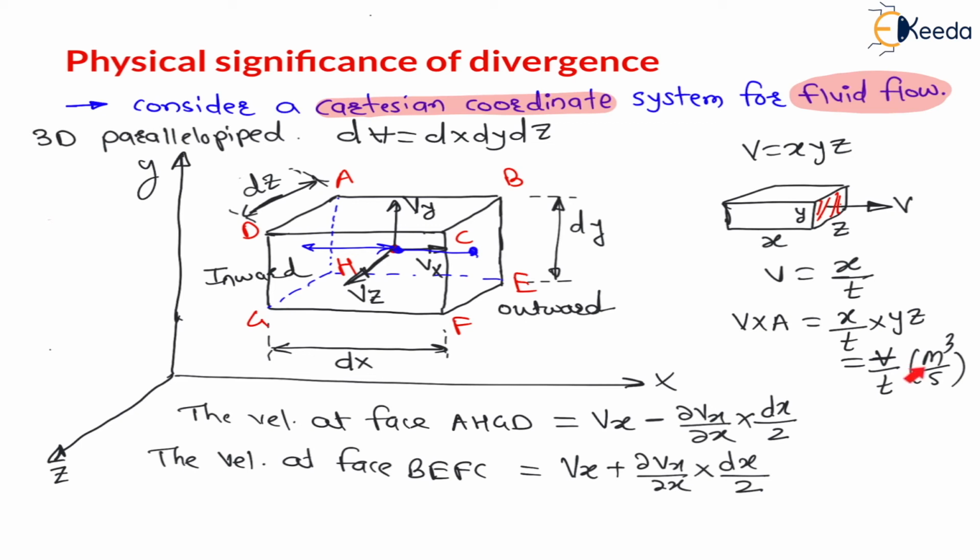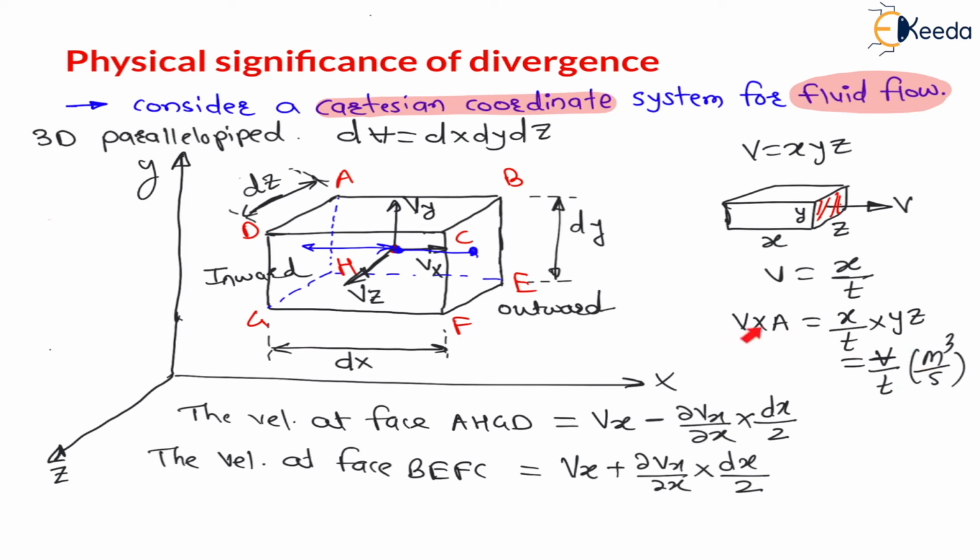This concept you must understand, because here we are going to calculate the volume flow rate at inward or at inlet, and the volume flow rate at outward or at outlet. And the difference of volume flow rate is very much important here, right? So I hope you understood this. The velocity along any direction into area perpendicular to the velocity is nothing but volume flow rate along that direction.